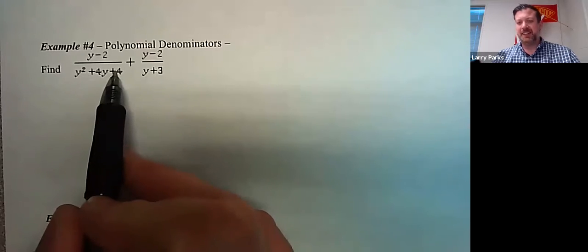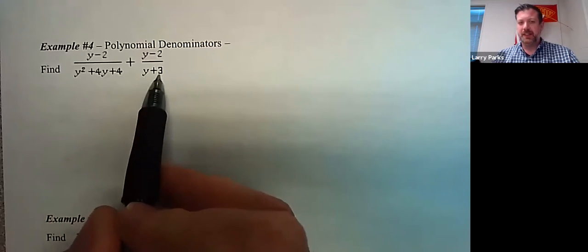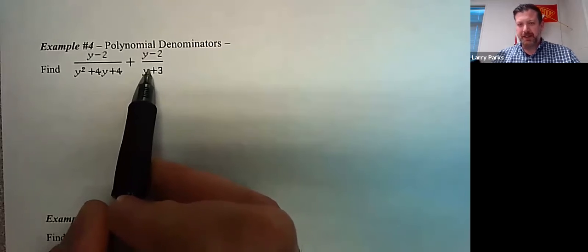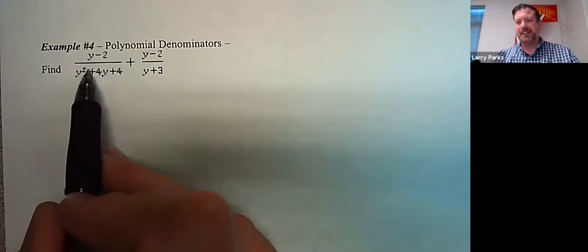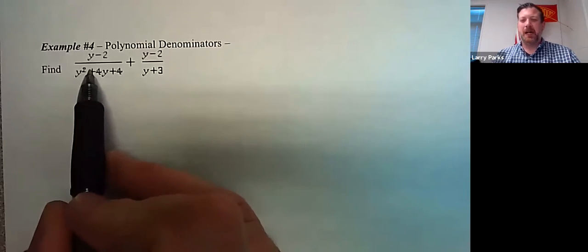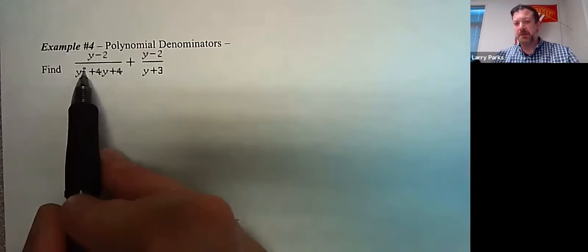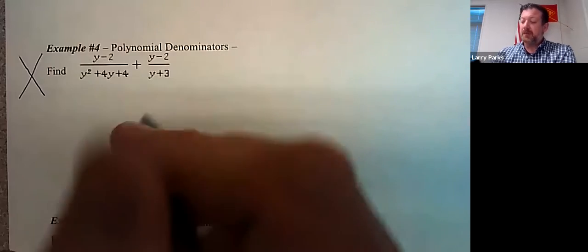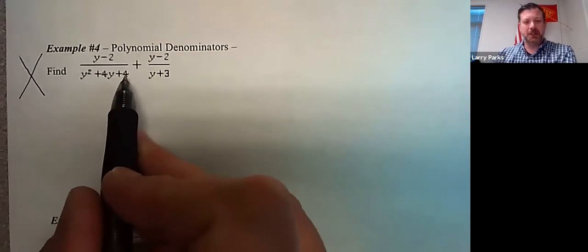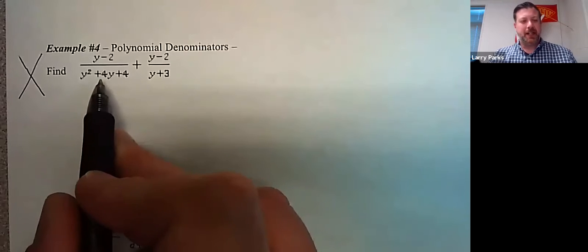This is not the same as this. Now, this is y to the first power. This is y to the second. So it would probably be helpful to change this from second power to first power. So remember, I'm looking for two numbers that multiply to 4 but add to 4. And that would be 2 and 2.